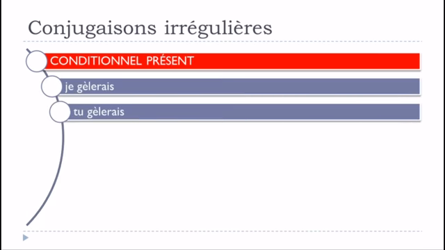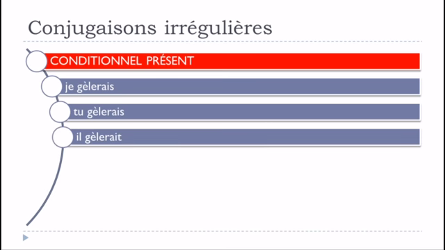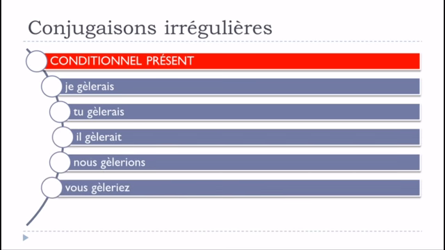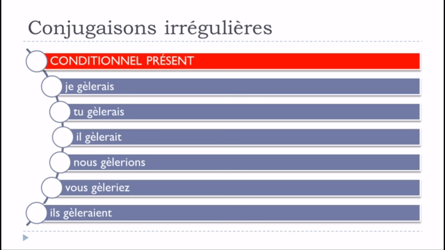Je gèlerais, tu gèlerais, il gèlerait, nous gèlerions, vous gèleriez, ils gèleraient. Okay, so what you can see is that it's exactly the same modification, and it will concern all the forms. So accent grave on the top of the first E. Gèlerais, gèlerait, gèlerions, gèleriez, gèleraient.